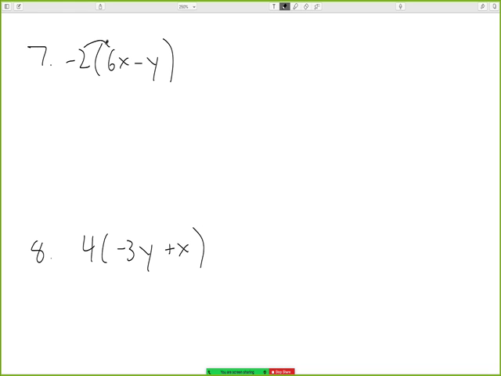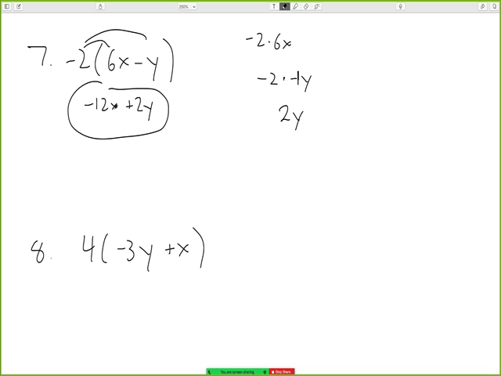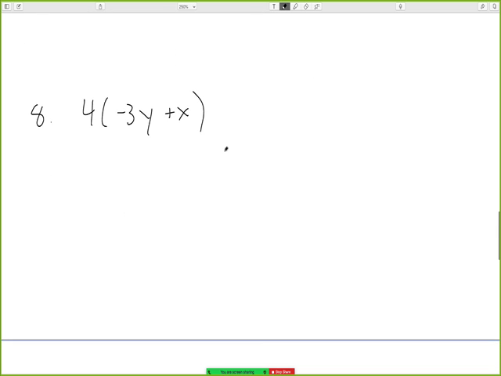And we should have used distributive property here. So negative 2 times 6x first is negative 12x. And then negative 2 times negative y, this is really like negative 1y. And 2 negatives equal a positive. So this is the simplest you can make it. I can't combine an x and a y. So you should have gotten negative 12x plus 2y. A similar problem, try number 8.